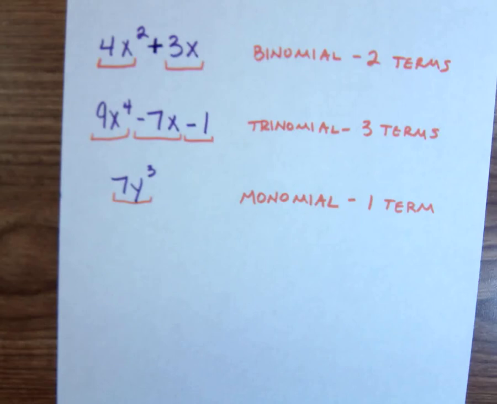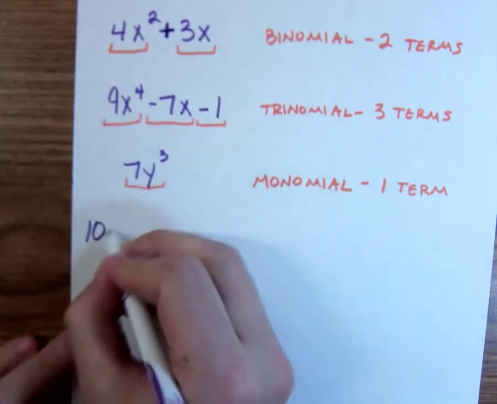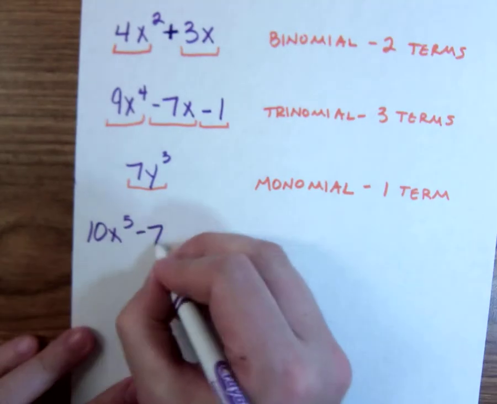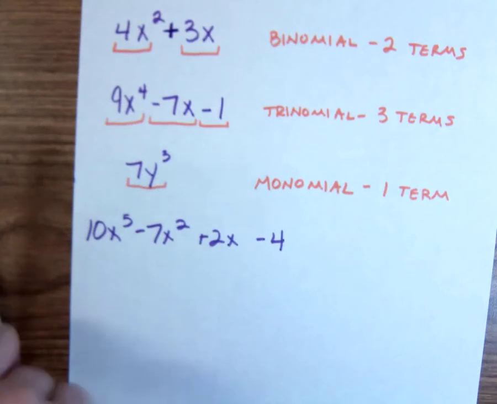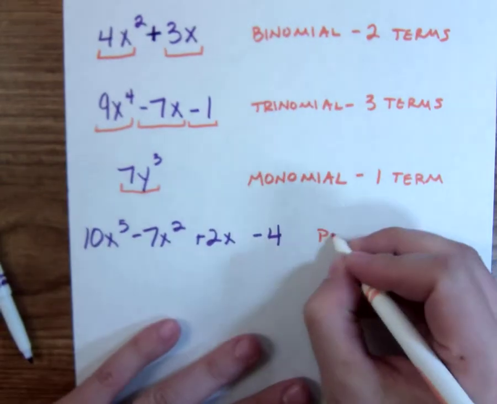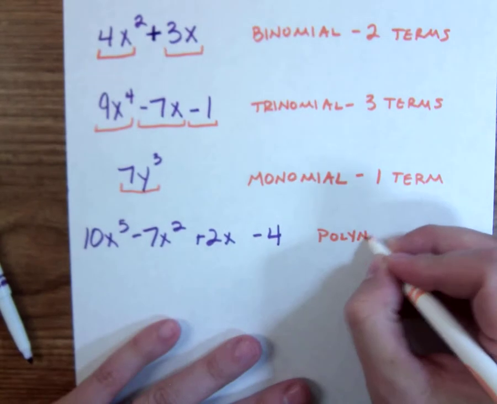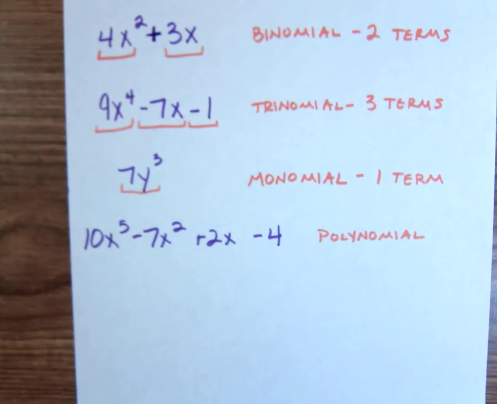After three terms, we don't really have any special names for them. So like if I gave you some kind of crazy 10x to the 5th minus 7x squared plus 2x minus 4, we don't really have a special name for those, like a quadrinomial or anything. We would just call this a polynomial. I'm sure somebody out there has prefixes for however many terms there are, but we don't get that fancy. Monomial, binomial, trinomial, anything above that we just call a polynomial, but all of them are polynomials.